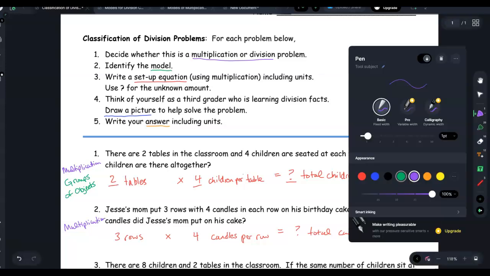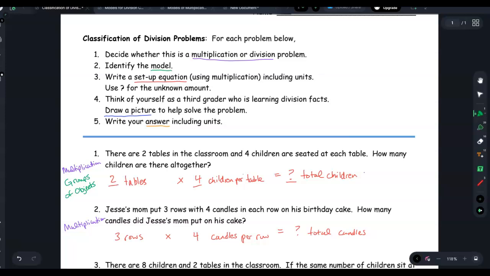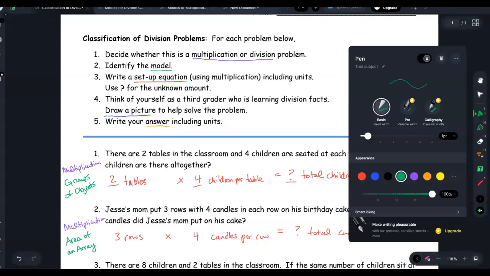And like I said, you could probably think of it as groups of objects. Technically, we could do that with any array problem, because we could just think of our rows as our groups, but more precisely, we could say this is area of an array. And then we'll go ahead and draw a picture for that.